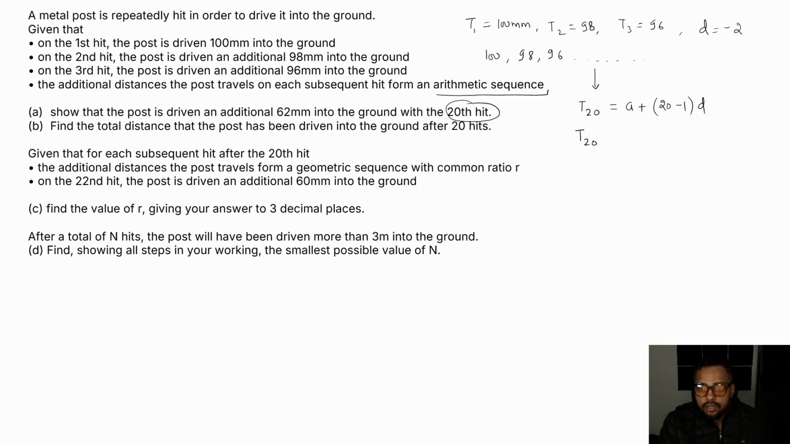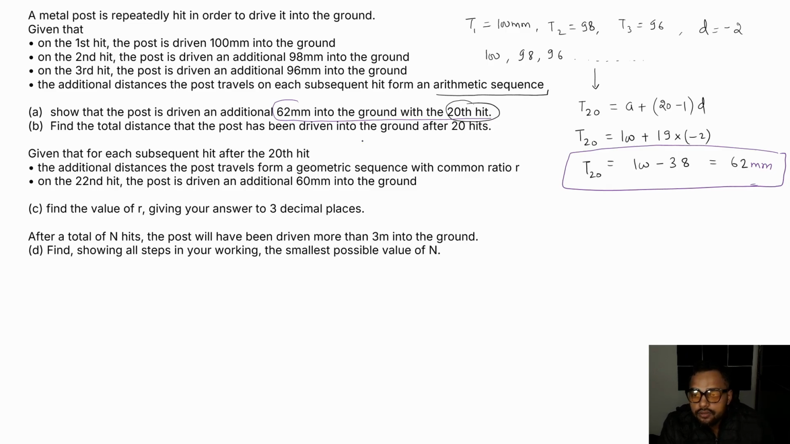Now for T20, the first term is 100 millimeters. So we'll write 100 plus 19 times negative 2. So we get 100 minus 38, which equals 62. So T20, what they have asked for, shows that the post is driven an additional 62 mm. So we have shown this, student: 62 mm into the ground with the 20th hit. So at the 20th hit, the post will be moving forward 62 millimeters.